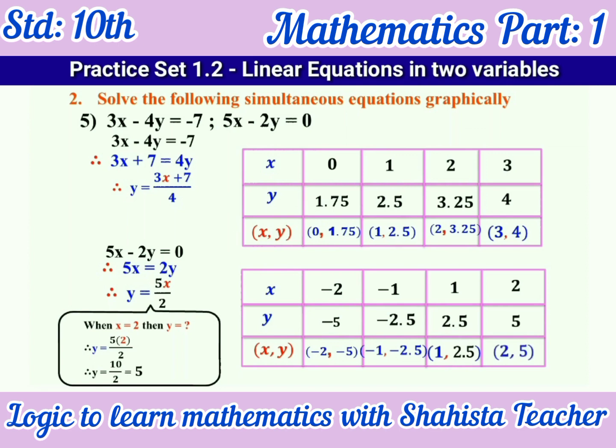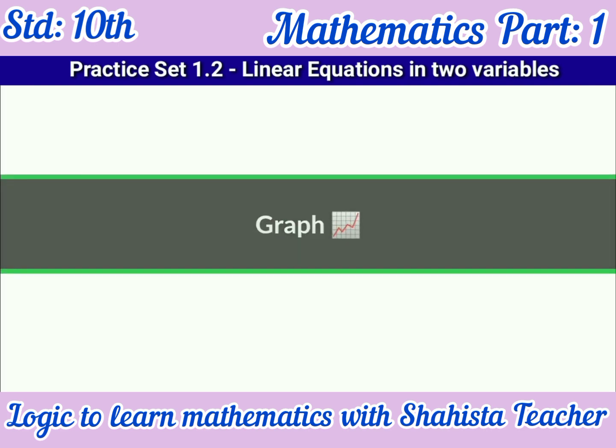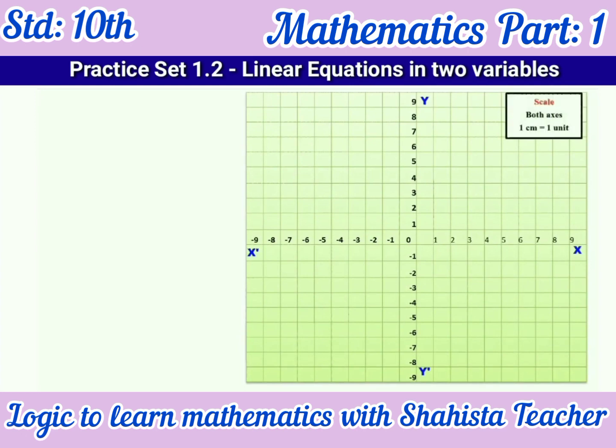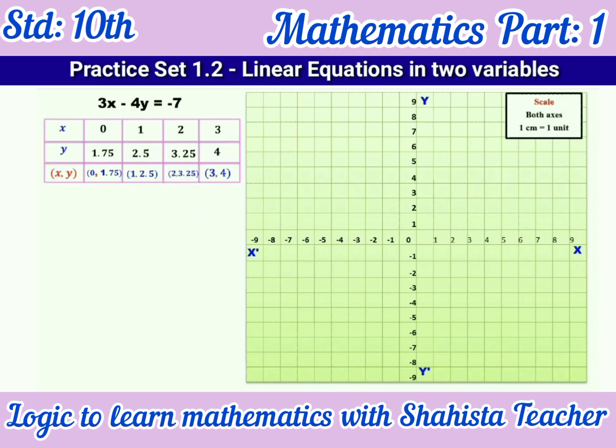Now draw these two tables. With the help of these two tables, we will plot all these points on graph paper. So represent all these x and y values on graph paper. Draw the x-axis and y-axis. Above side is positive, below side is negative. Right hand side is positive, left hand side is negative. Scale both axes: 1 centimeter is equal to 1 unit. Now we have to plot all these points on this graph paper.